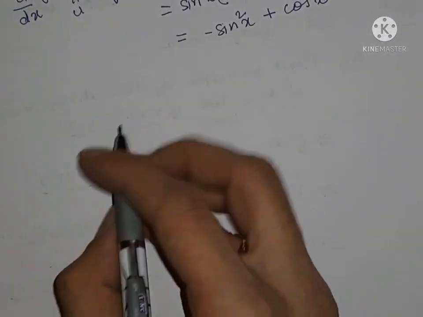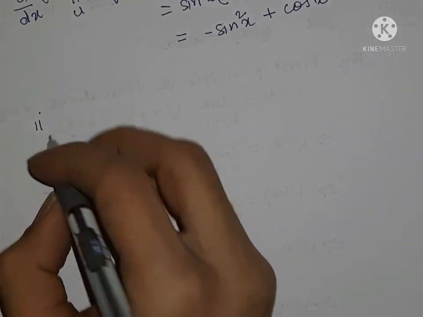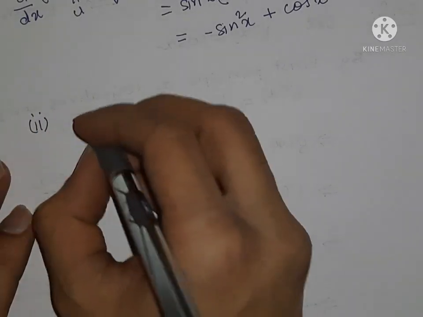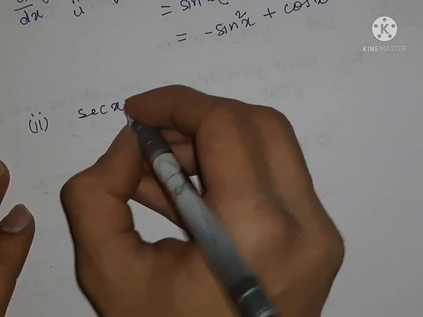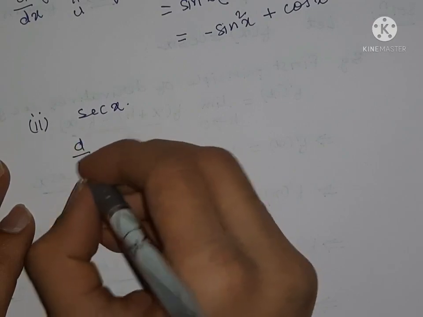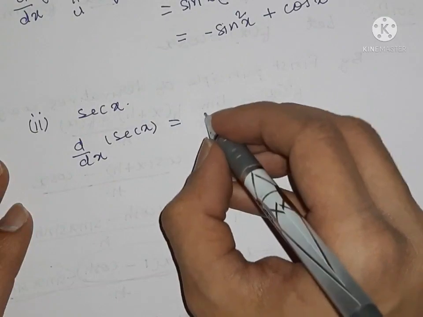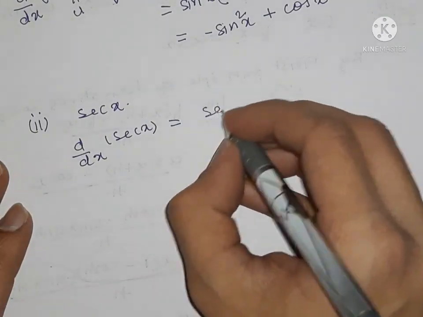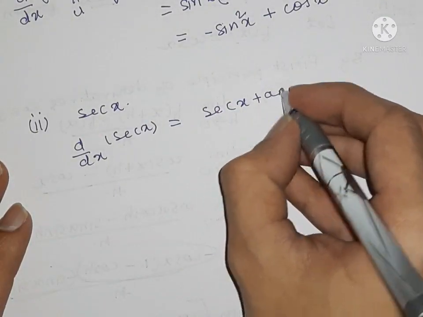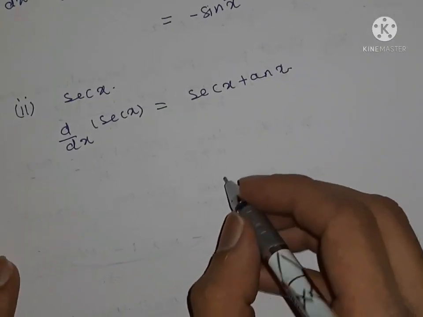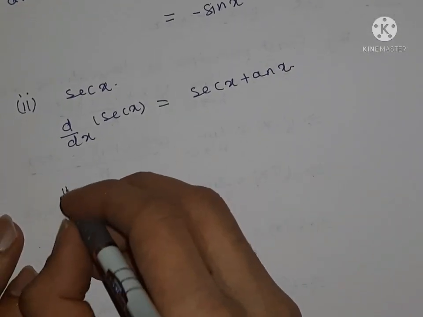Now let us look at the second one. Second one is sec x. So derivative of sec x, this is a direct formula. It is sec x tan x. Okay, now third.